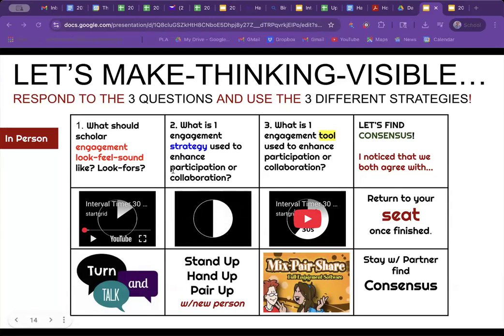All right. Now stop. We're going to do a mixed pair with a new pair and share. So what that means is that you and your partner will partner up with another pair and you will do a mixed pair share. All right. And you're going to respond to question number 3, which is, what is one engagement tool used to enhance participation or collaboration? You're going to have 10 seconds to mix around the room and pair up with another group. After you share and the timer stops, please stretch the discussion and come to a consensus. Once you do, thank your partner and return to your seat.